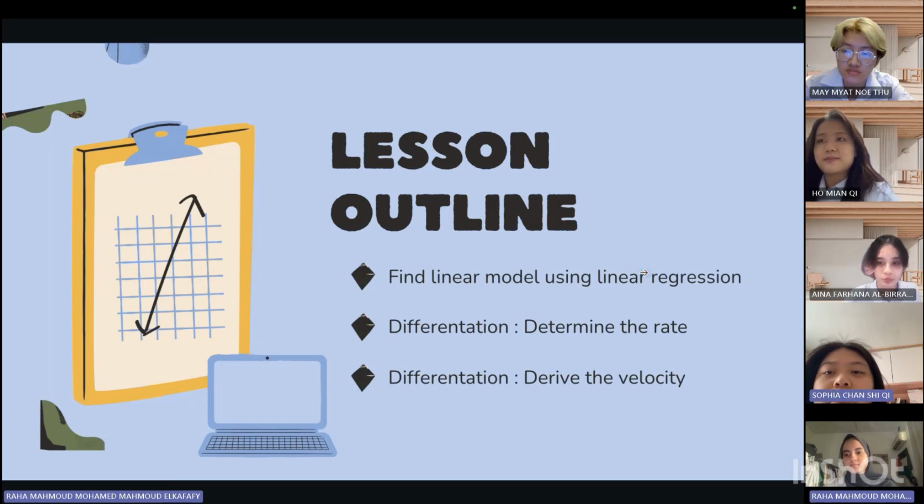So through this project, we will be solving questions related to finding a linear model using linear regression, determining the rate using differentiation, and deriving the velocity using differentiation.